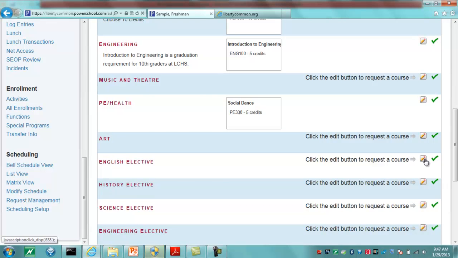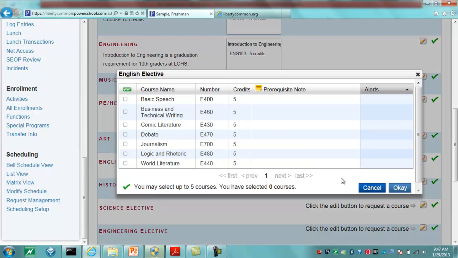For the English electives, now you'll see there are a number of English classes that are offered beyond the required English course that you have in 10th grade. There's a pretty diverse group of offerings here. The newest course is Logic and Rhetoric. You can read about all these in the curriculum guide. Taking one of these courses would count towards your English elective requirement.